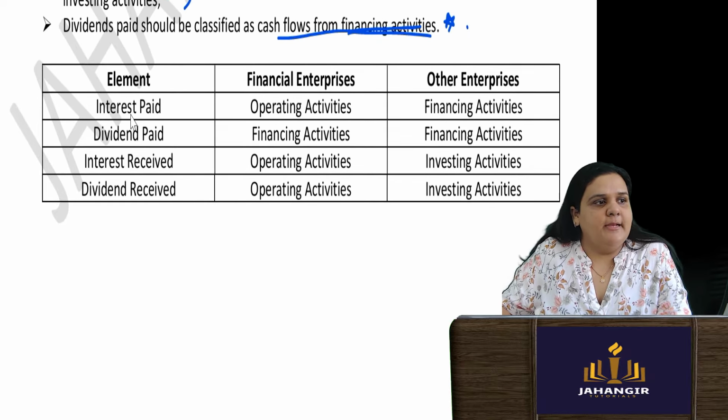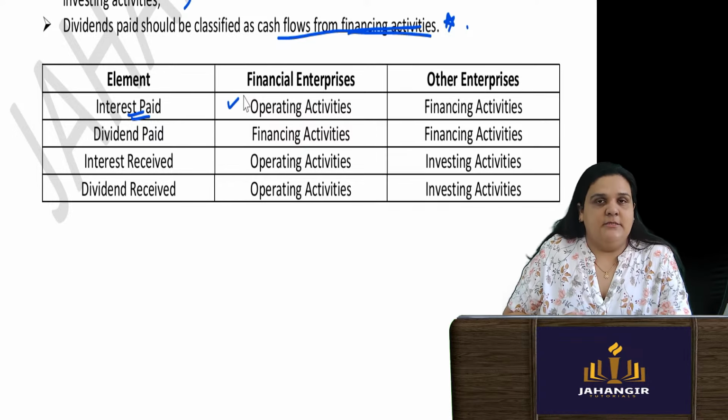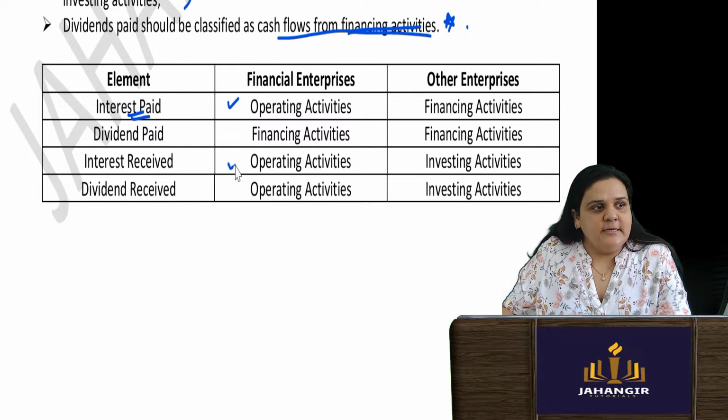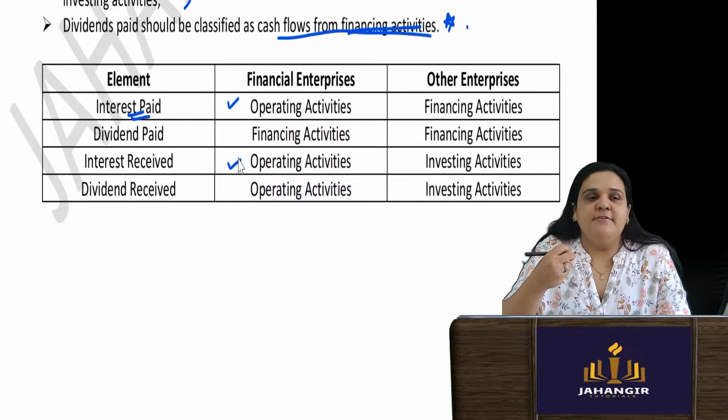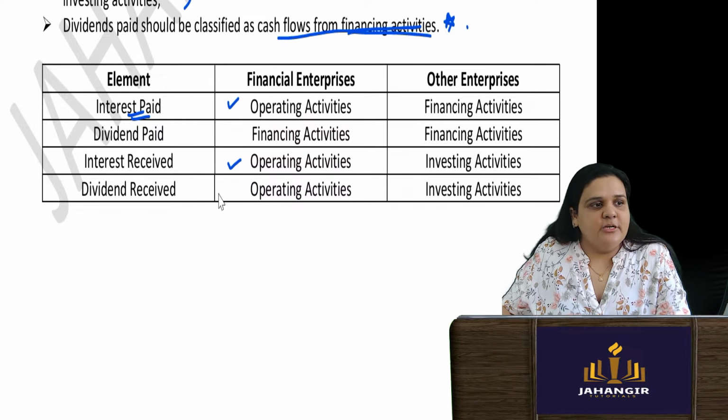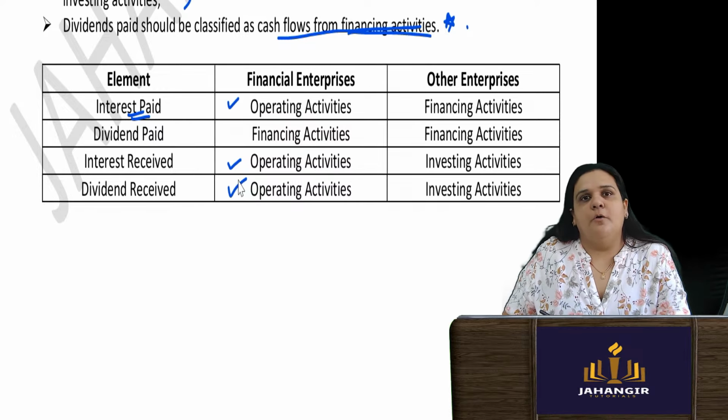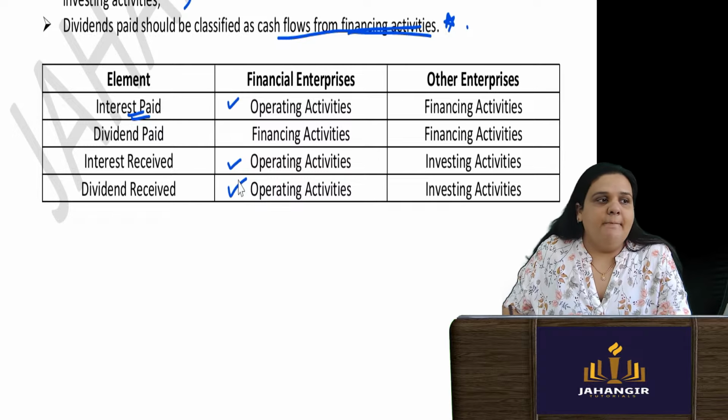If you are paying interest and you are a financial enterprise itself, obviously this is related to your operations. You are receiving interest and you are a financial enterprise, obviously this is related to your operations. You are also receiving dividend, you are a financial enterprise, it is related to your operations. But dividend paid will be related to your financing activity.